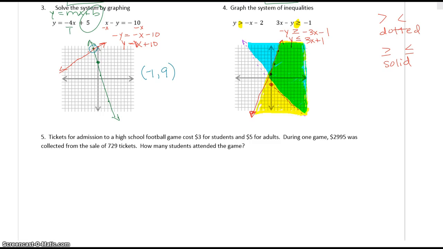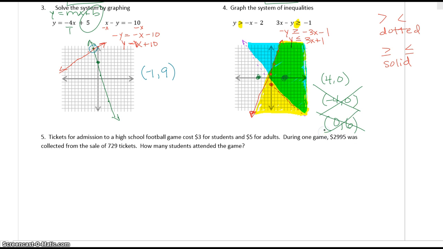So what you are looking for now is the overlapped shading. You will notice we have blue shading, we have yellow shading that overlaps to form green shading. So any point in the green shaded area, like 4, 0, is a solution. But if you look at -4, 0, that is not a solution because it is not in the overlapped shading. So even if you looked at 0, 6, that's in the blue shaded area but not the green where it overlaps, so that also is not a solution.